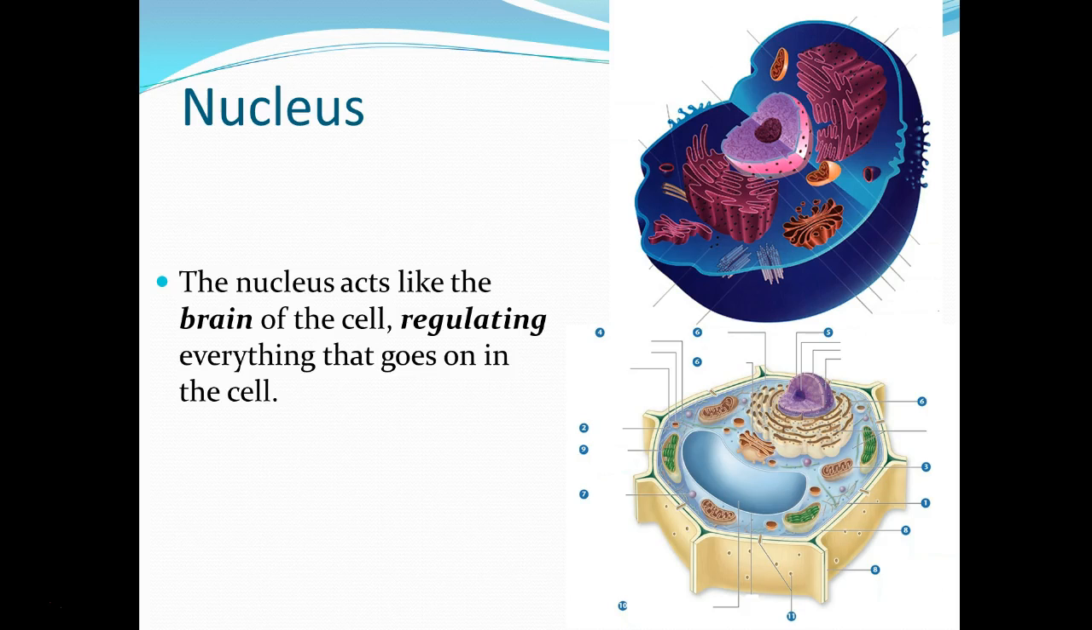So first, a part of the cell that I'm sure you're very familiar with is the nucleus. Again, this is not something that all cells have, but something that all eukaryote cells have. They have a nucleus and it acts like the control center or the brain, regulating everything that goes on inside the cell. So you can see the nucleus here in this cell and in this plant cell down here.